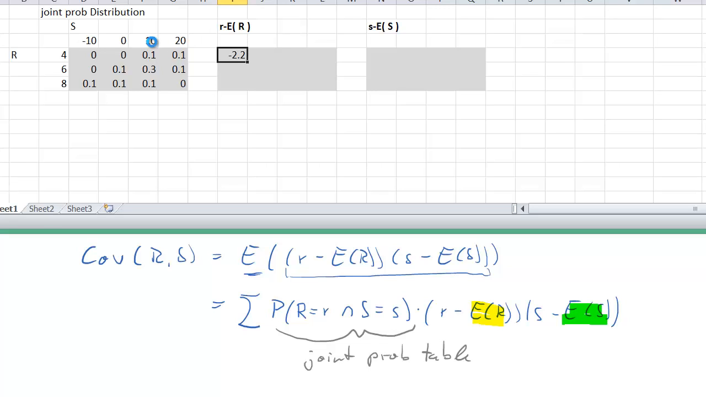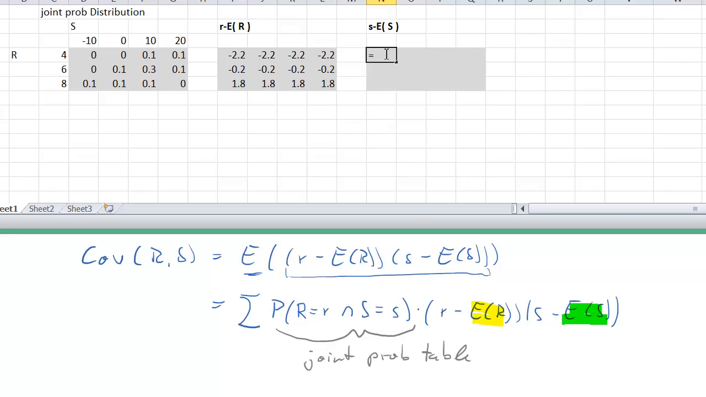Now that is true for all 4 outcomes where R is equal to 4. Then for all the outcomes where R is equal to 6, little r minus the expected value of R is 6 minus 6.2, that's negative 0.2, so that's valid for all these 4 joint outcomes. And then for 8, we have the deviation from the mean is 8 minus 6.2, that's 1.8 for all the 4 outcomes where R is 8.